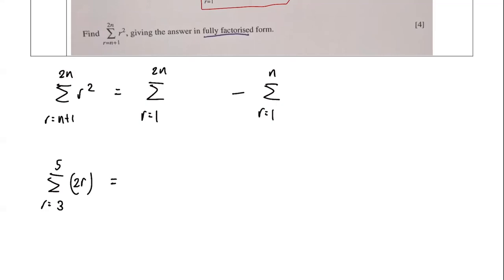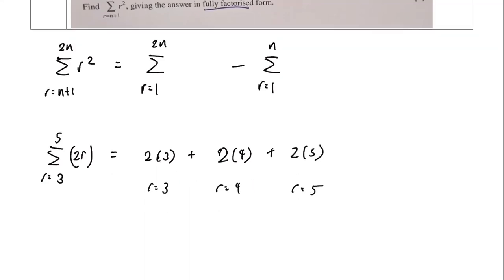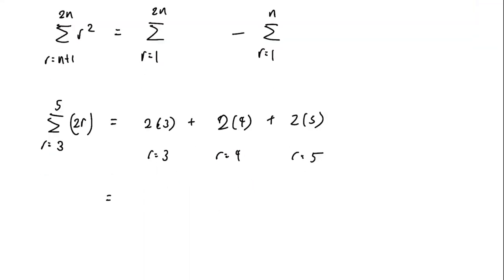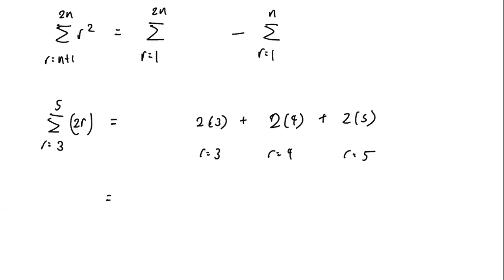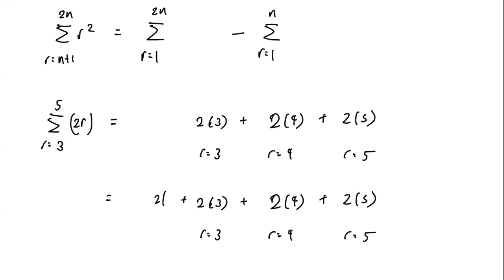Then what is this equal to? It means you sub in r with 3, sub in r with 4, sub in r with 5, right? But isn't this just the same as taking this entire expression, copy and paste it, and add and subtract? I add on 2 times 2, add on 2 times 1. Then at the back, I subtract 2 times 1, subtract 2 times 2. Right? They will cancel each other off.